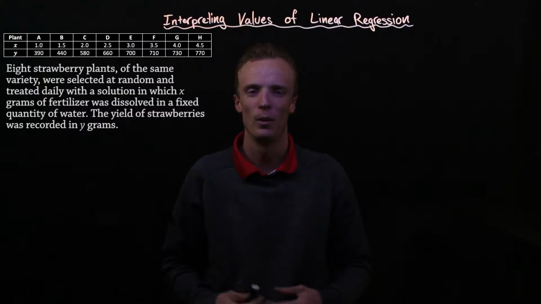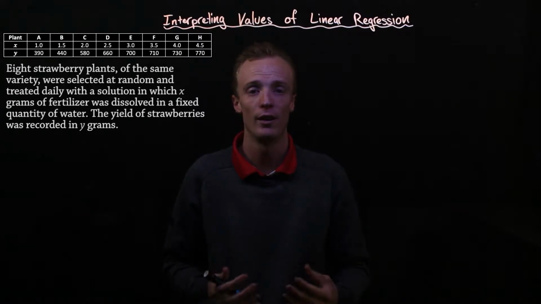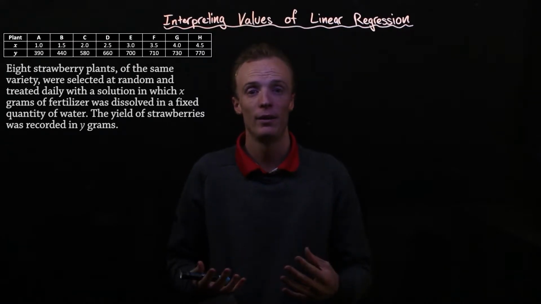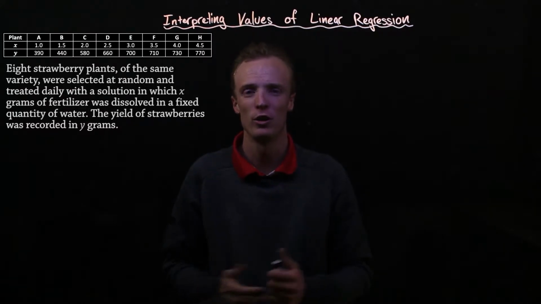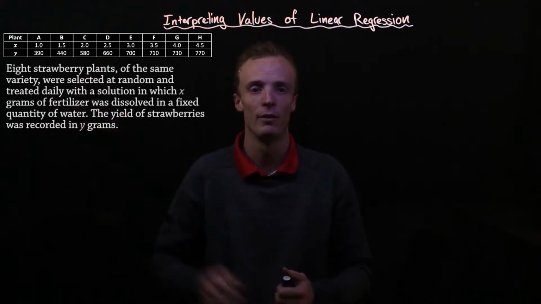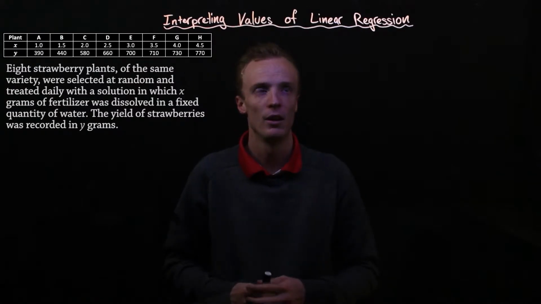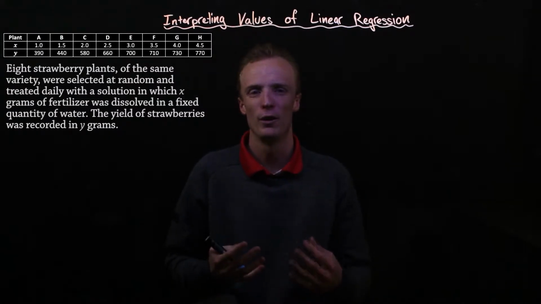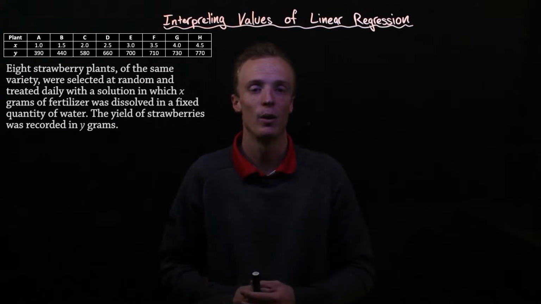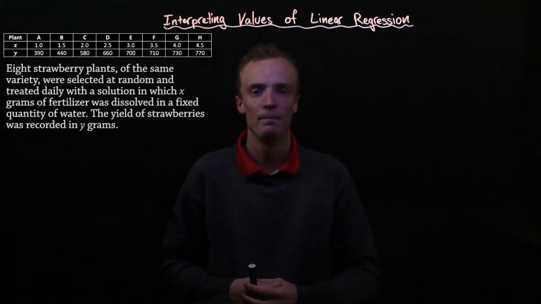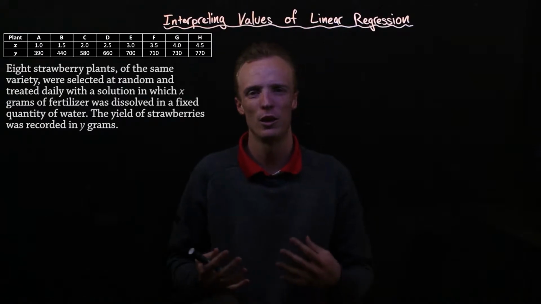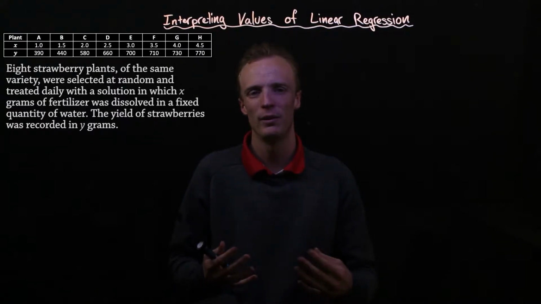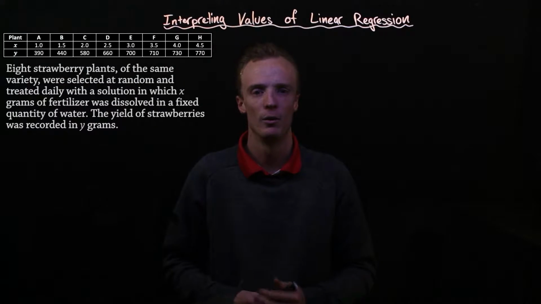In our previous video, we used the graphics calculator to find an equation that represented the line of best fit for a linear regression model for our question that I've just popped up over here. In this video, I'm going to have a look at what some of those values inside of that equation actually represent, and also interpret what the coefficient of determination actually represents inside of that model.